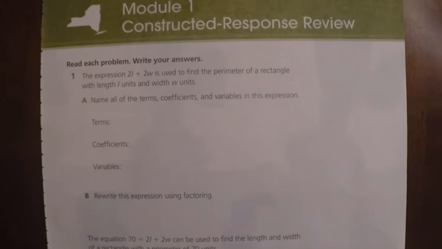Alright, so for this one here, I'm also going to break it down where for each problem, you'll be able to click in the description to go to the time where that problem starts in the video, because this might be a long video here. So the first one says, the expression 2L plus 2W is used to find the perimeter of a rectangle with length L units and width W units. Name all of the terms, coefficients, and variables in the expression.